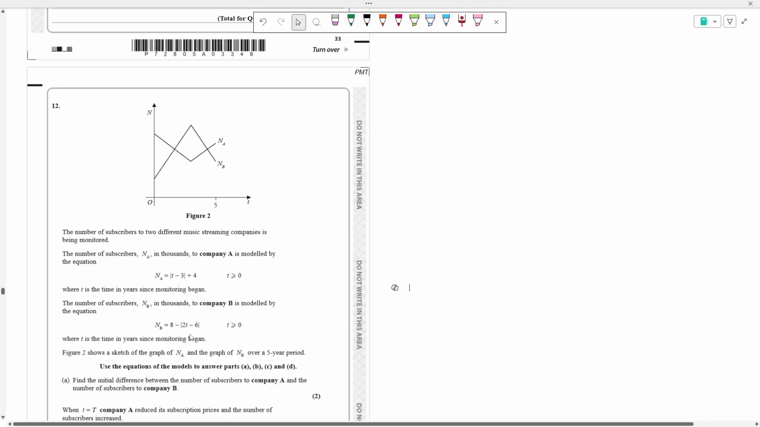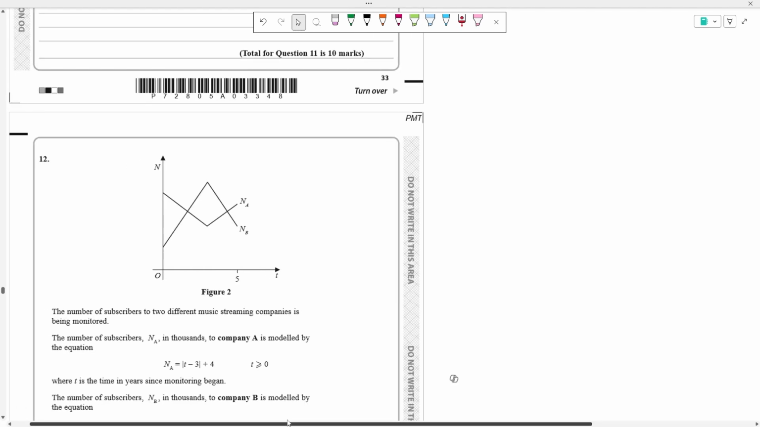Perfect. Question 12. We've got a modulus graph looking question. The number of subscribers to two different music streaming companies is being monitored. The number of subscribers NA in thousands to company A is modeled by this equation, and then similarly to NB. Figure 2 shows a sketch of the graph over a 5-year period. Find the initial difference between the number of subscribers to company A and the number of subscribers to company B. So we're finding essentially the difference between these two.